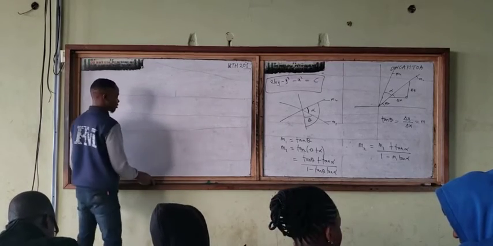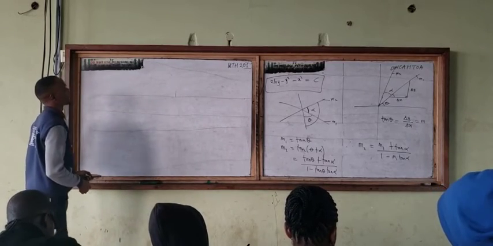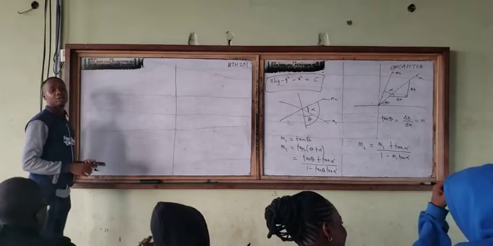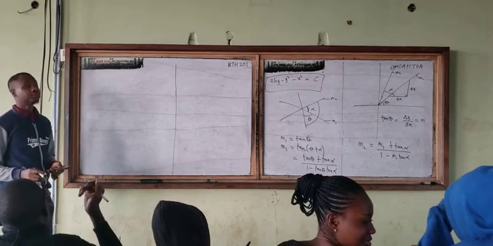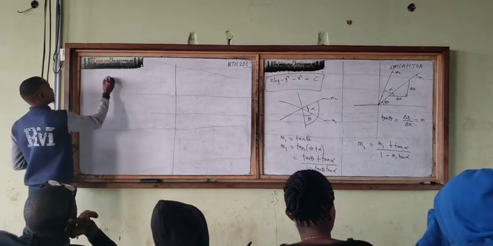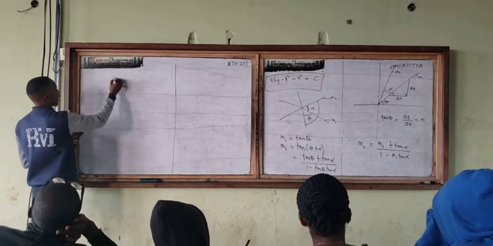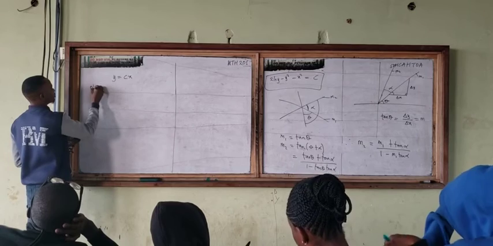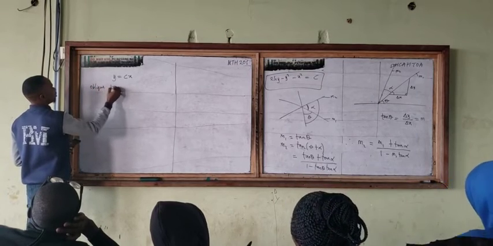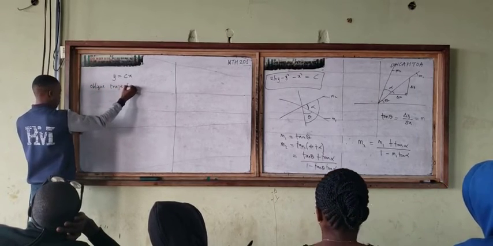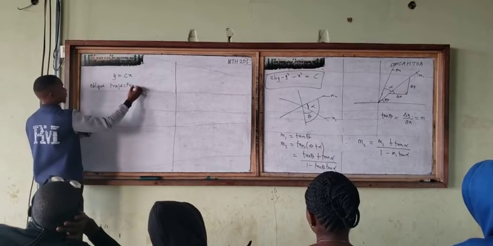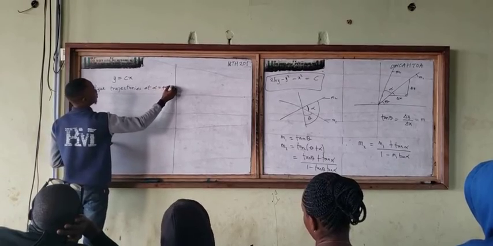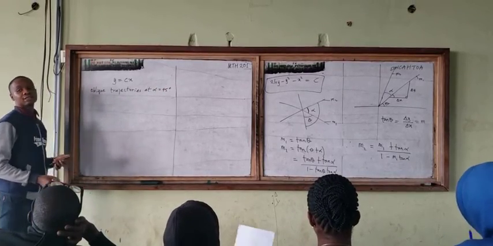So let's work on that together. Pay attention to this. If we have our family of curves, y equals cx, we want to find the oblique trajectories at angle alpha equals 45 degrees. So let's see how we go about that.